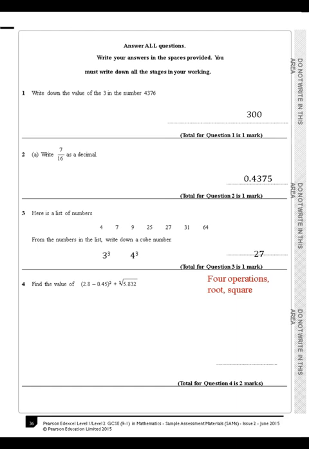Question 4. Find the value of open bracket 2.8 minus 0.45 close bracket cubed plus square root of cube root of 5.832. So in your calculator, make sure you put the correct brackets and the powers, and also the cube root function, which can be done by clicking Shift and the square root button. So when all the values are inserted into the calculator, this is equal to 7.93745.